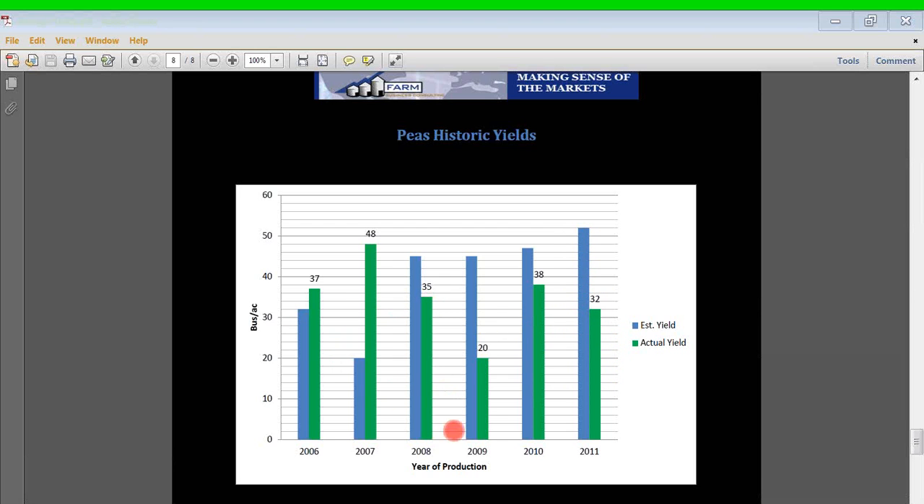Of course, if you're new to growing peas, we don't have any averages for you. But what I'll have to do is just take an average for the group, and that average would probably be running right around 38 bushels, 36 bushels an acre. And that's where we do any of our pre-pricing off of.